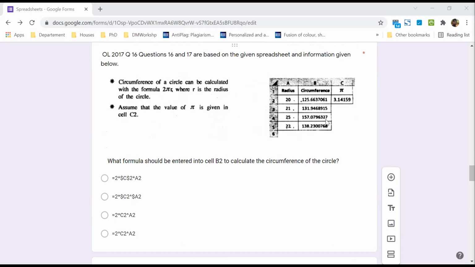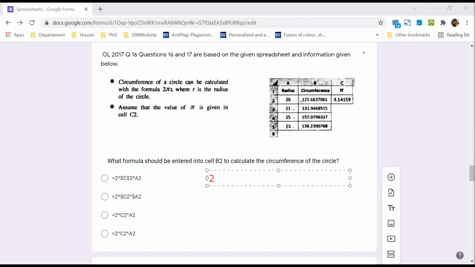The circumference of a circle can be calculated using 2 pi r, where r is the radius of the circle. Assume that pi is given in cell C2, right? So the radius is given, pi is given, and we are supposed to find the circumference. Now, how do you write it? So let's start. In this particular case, we know that it is 2 pi r.